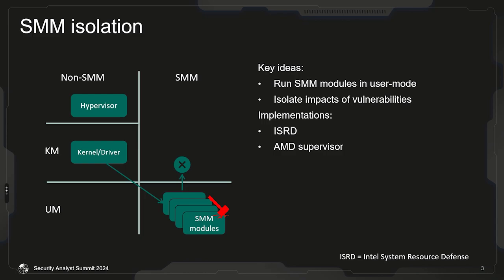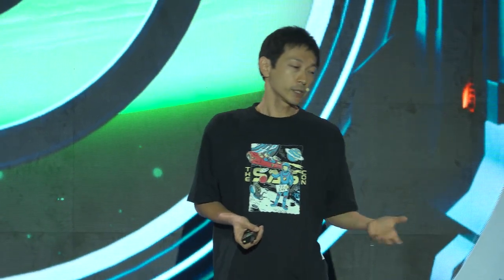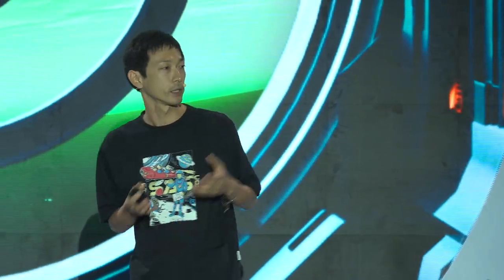So the high-level idea is that if the SMM modules are running in isolated user mode privilege, they cannot do a really bad thing until the exploit first does a privilege escalation from user mode SMM to kernel mode SMM. So you cannot tamper with hypervisor or anything really bad. AMD calls this architecture SMM supervisor, and Intel calls this new architecture Intel System Resource Defense. So let's dive into how this architecture works in practice on Intel platform and what attackers and defenders can do with this architecture.